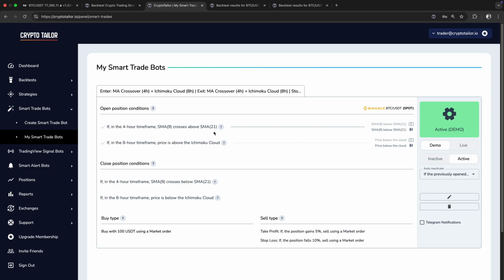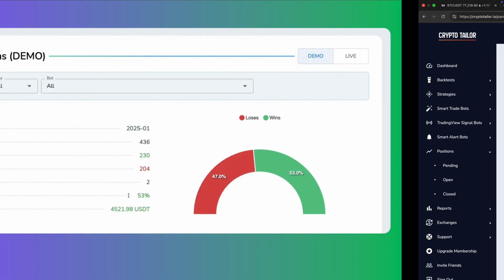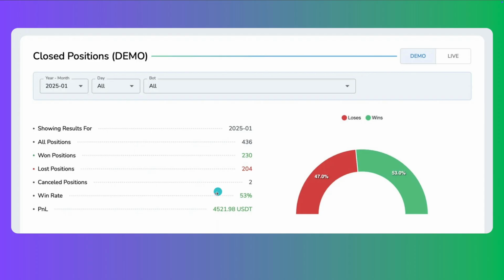After a position is opened, you can view it in the Open Positions section. When the strategy's exit conditions are met, or if your stop loss or take profit is triggered, the bot will close the trade automatically. You'll then find all the details in the Closed Positions section, including stats like trade count, win rate, and total returns.